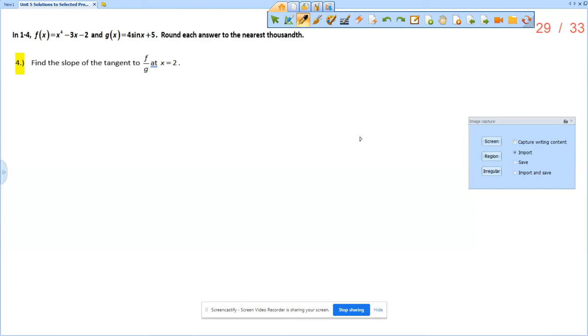This is the solution video for Unit 5 review, problem number 4. We're given f and g, and it says to round each answer to the nearest thousandth, which gives us a clue that this is a calculator question. Find the slope of the tangent to f divided by g at x equals 2.